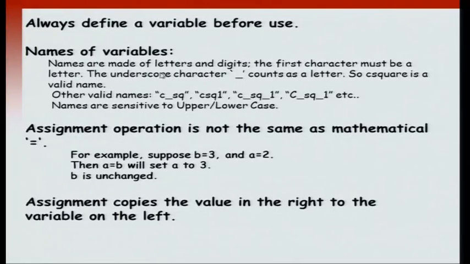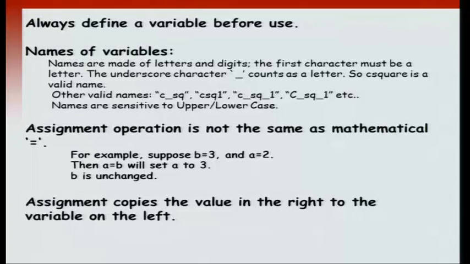Now a word about names of variables. In the C programming language, the names consist of numbers, letters, and an underline symbol, an underscore symbol. Okay, and there is a particular convention that a variable cannot start with a number. Okay, so the initial character has to be a letter or an underscore. It cannot be a number, but further characters can be either capital letter, small letter, or numbers or an underscore. Okay. So there are valid names like C_SQ, CSQ1, C_SQ_1. So all these are valid.